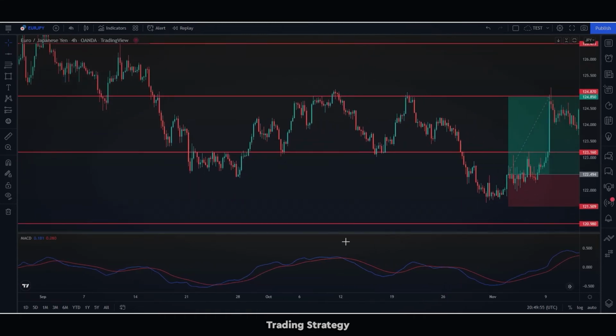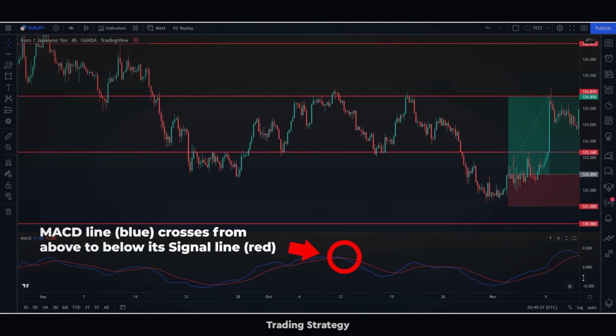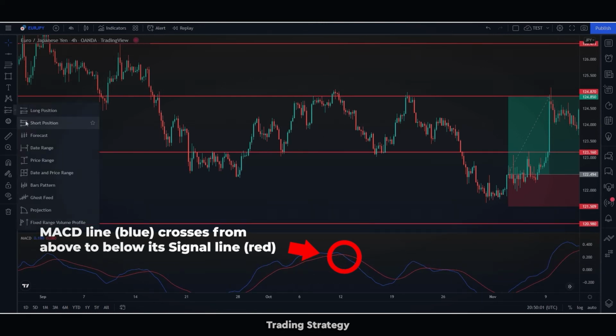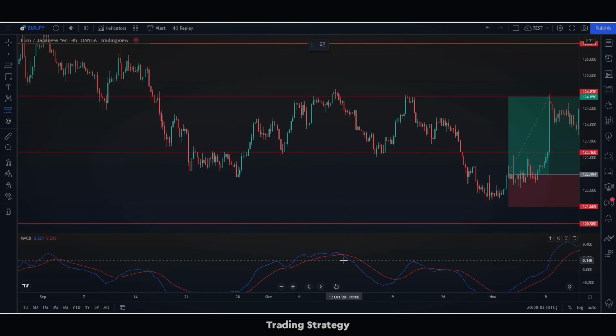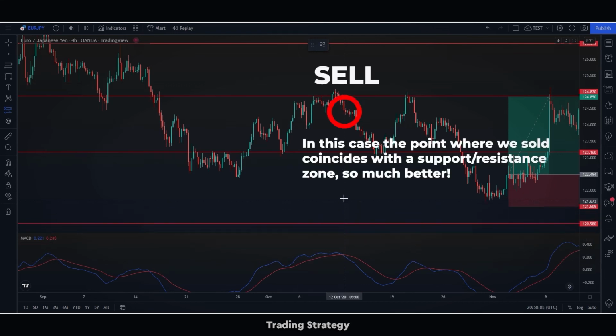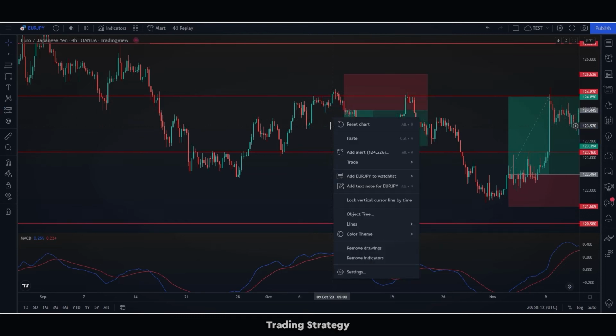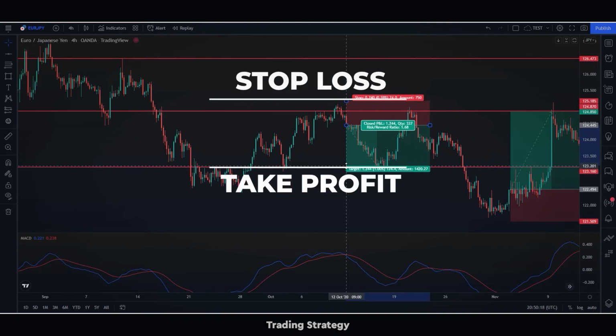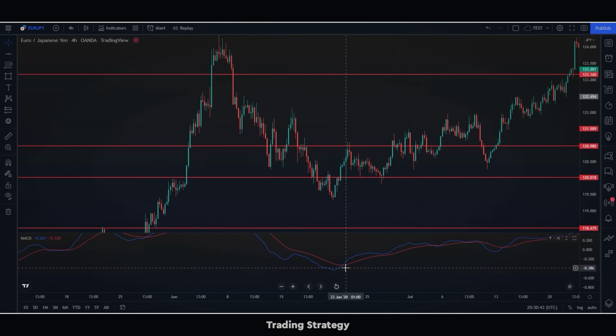We will open a sell trade when the MACD line, blue, crosses from above to below its signal line, red. We open a sell order at the opening of the candle. We will put the stop loss above the last great high, and our take profit in some zone of support or resistance previously marked, as long as our risk-benefit ratio is equal to or greater than 1 to 1, that is, we risk 1 to win 1. Let's see some more operations.